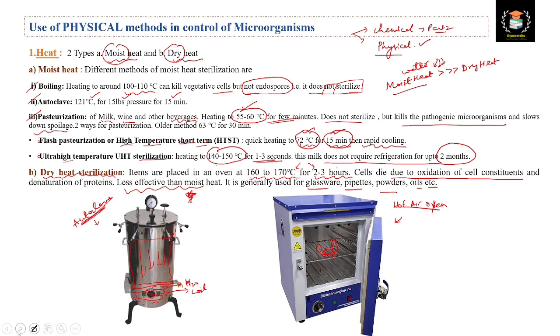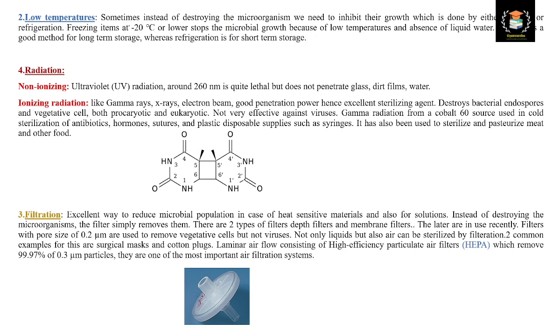Next is the use of low temperatures. These low temperatures are generally used to inhibit growth. Instead of destroying the microorganism completely, we just inhibit their growth. If you put them at low temperature, their growth is inhibited. Keeping at low temperatures is nothing but freezing or refrigeration. Generally, refrigeration is at 4 or 10 degrees, and freezing is about -20 or -80 degrees.